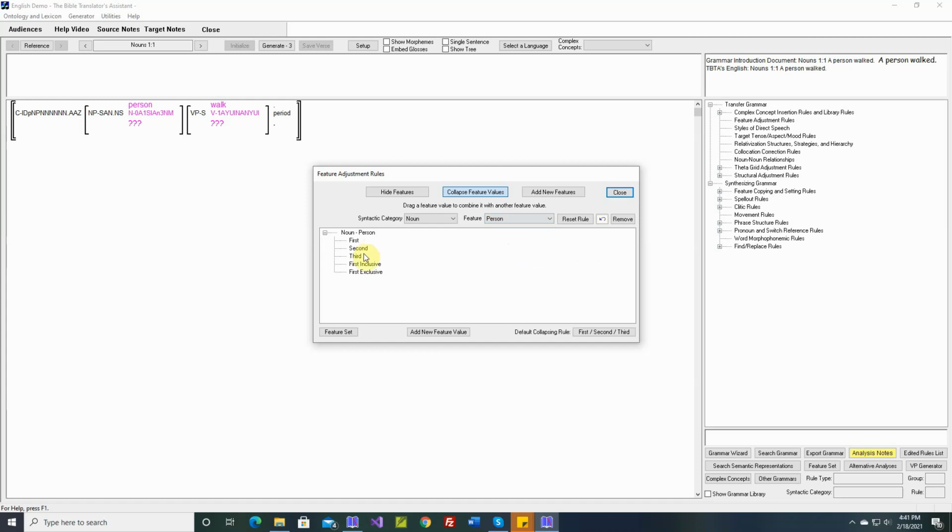Person. Okay, first, second, third, first inclusive, first exclusive. In English we don't have first inclusive and first exclusive, so we can collapse these to first. In English all we care about is first person, second person, and third person.